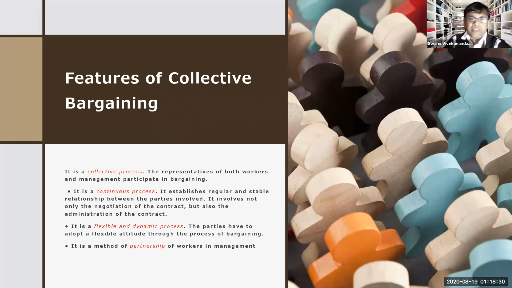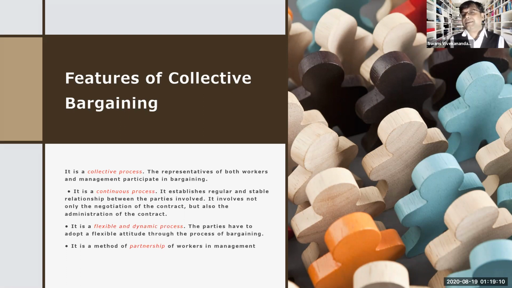So what are the features? Features, definitely it's a collective process, number one. It is not an individual process, it's a collective process. Next is a continuous process. It is not the fact that we have taken a decision and that decision will continue years after years. It may not, because it's based on the situation, based on the different economic, political, and technological parameters. If these factors change, there would be changes in the working conditions as well. So then both the parties again have to sit together and discuss, and come to a decision. So that's why it's called continuous.